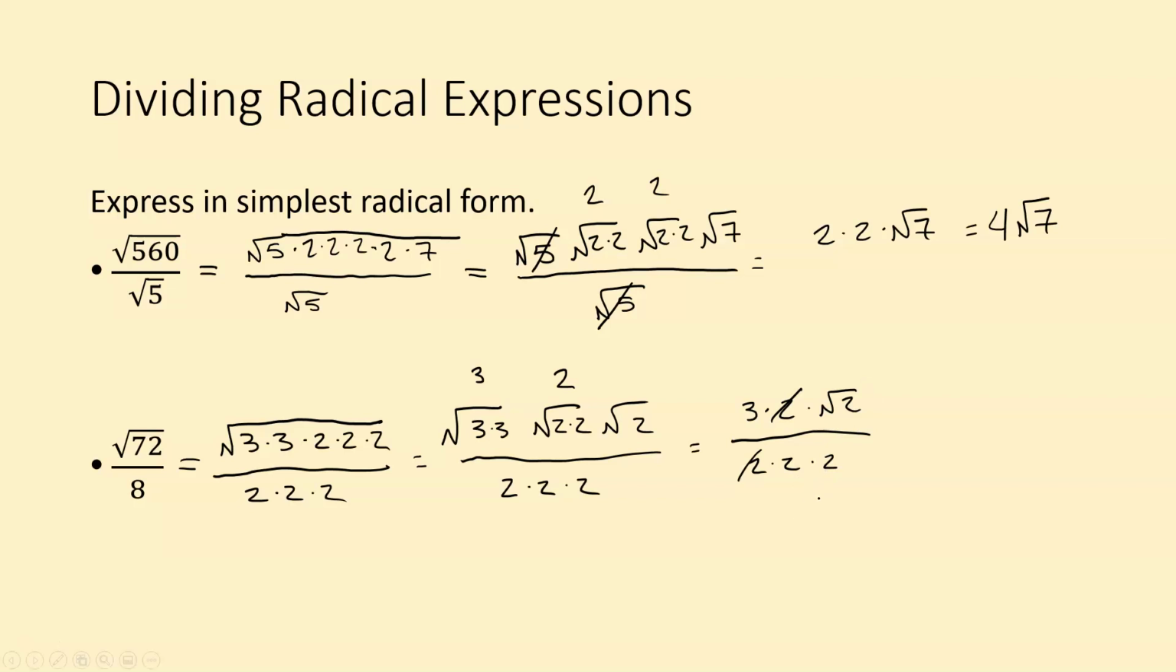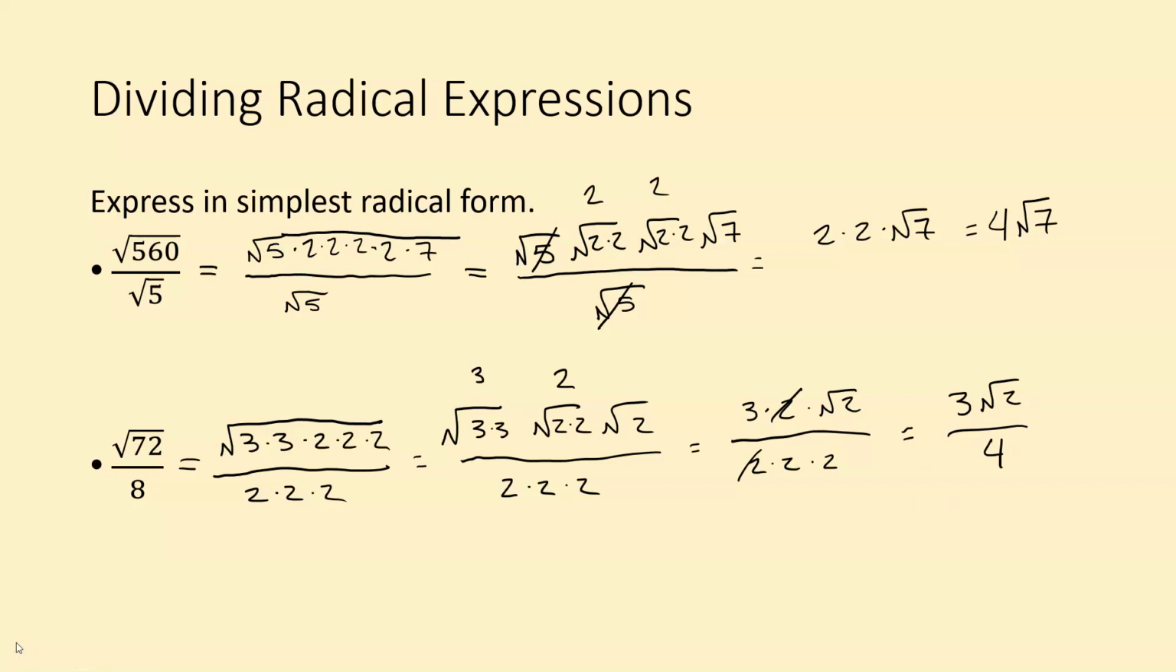Root 2 is an irrational number. Root 2 is like 1.41421, etc. So that is not the same thing as 2 and cannot be simplified. So really I have 3 times root 2 on the top and 2 times 2 on the bottom. So my most simplified answer is 3 root 2 over 4.